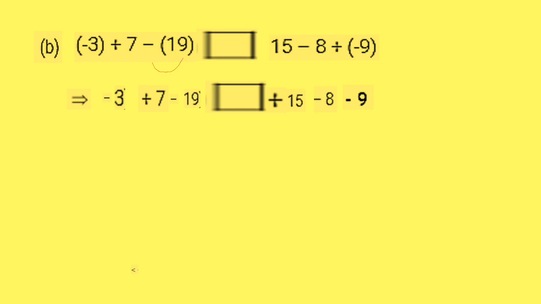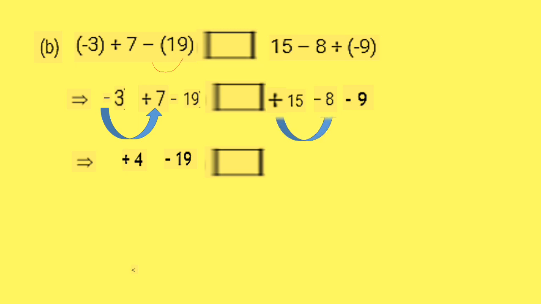Now I will solve the first two integers. So minus 3 plus 7, different sign. Different sign means I will subtract 3 from 7. So 7 minus 3 is 4 and the symbol of the bigger number 7 is plus. So answer is plus 4. The remaining integer is minus 19, then blank. Here different sign, plus 15 minus 8. I am going to solve these two numbers first. Different sign, I am going to subtract 8 from 15. So answer is plus 7. Next, the minus 9 will come as it is.